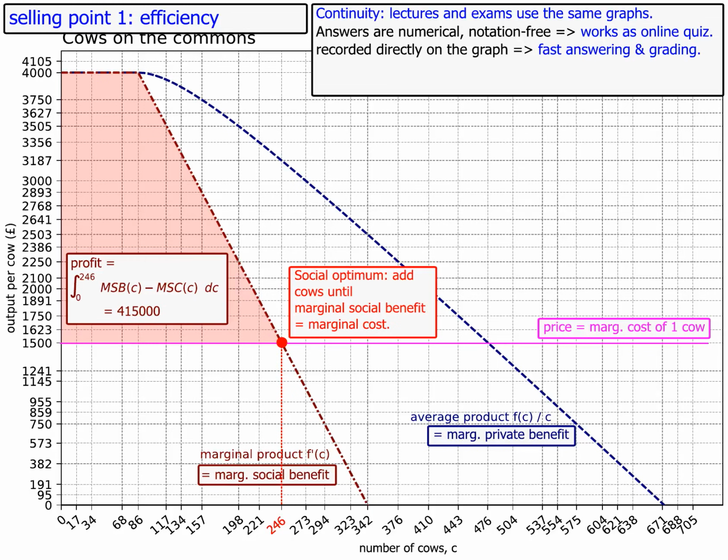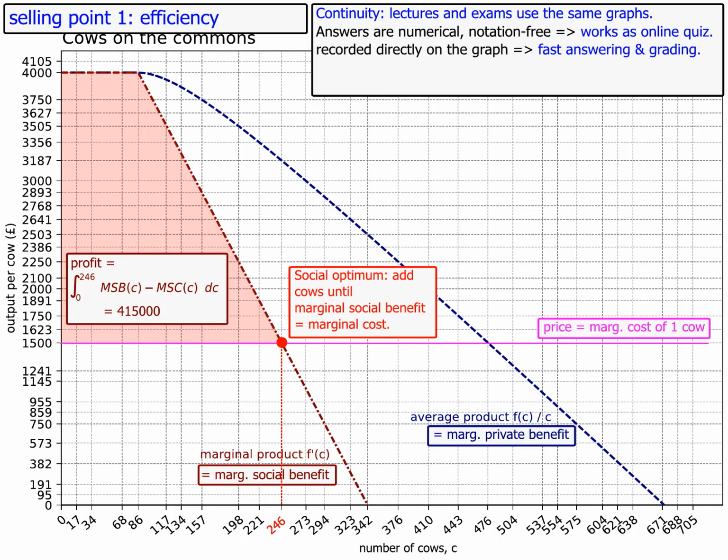Selling point 1 is efficiency. Since lectures use graphs, exams should do the same. That continuity removes the need to translate between algebra and diagrams. Answers have become numerical and notation-free. For example, the socially optimal number of cows is 246.